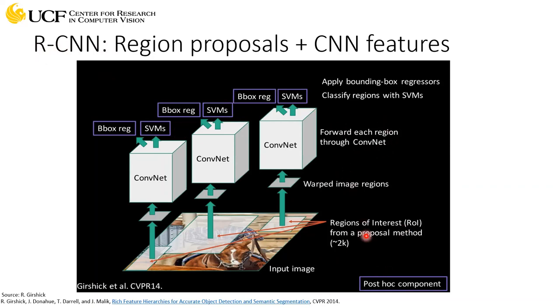So these are all the steps I think we covered. Each CNN will predict two things, class score and bounding box. And this is the same architecture which we talked about initially. The only difference is instead of the image, you are sending in these proposals.